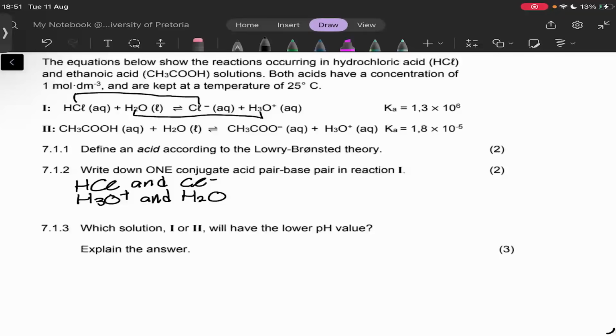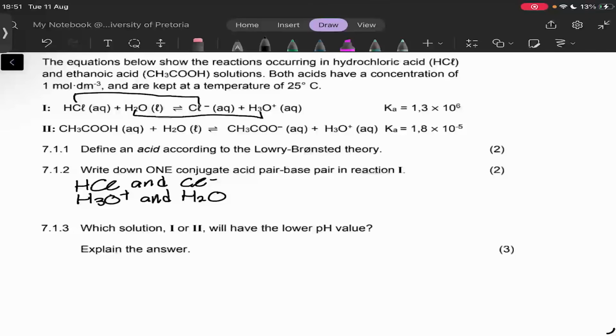So yeah, an ampholyte is a molecule that can act as either an acid or a base by either donating or accepting a proton. That is correct. Thank you to everybody who answered in chat. And it is water. Water can act as an acid or a base, depending on the reaction. Okay.